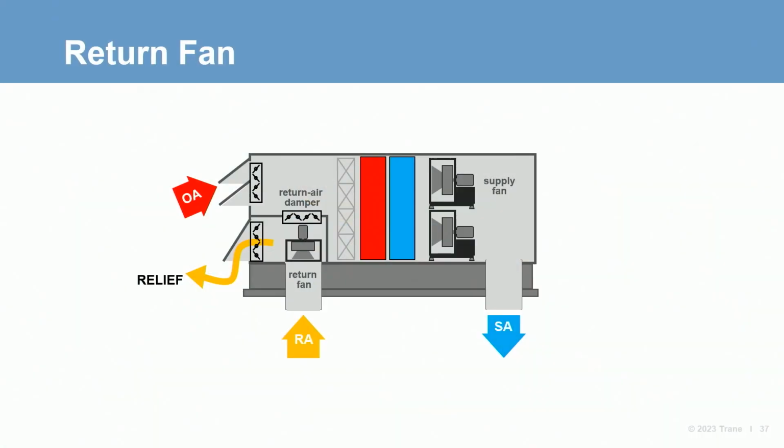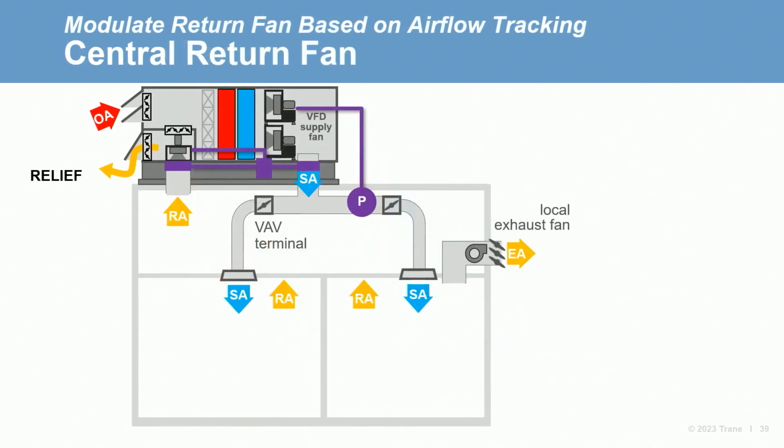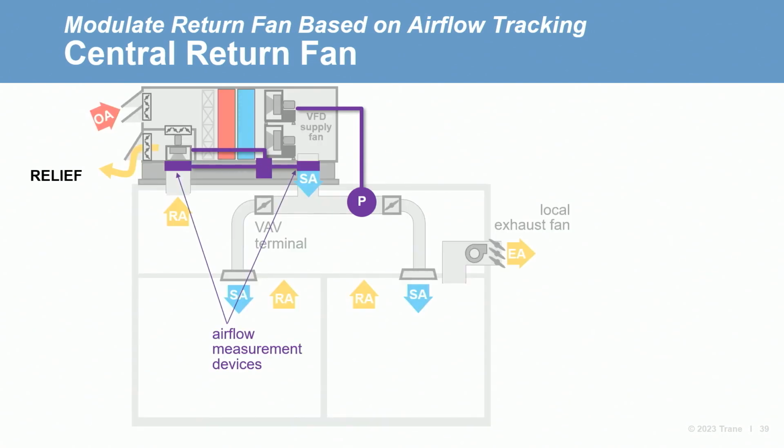More commonly, you can find return fans used in larger systems, which tend to be VAV. In this case, controlling the return fan is not as simple. Air balancing alone won't help because the supply fan airflow, and therefore the required return fan airflow, is always changing. In a VAV system, some designers specify airflow tracking to indirectly maintain building pressure.